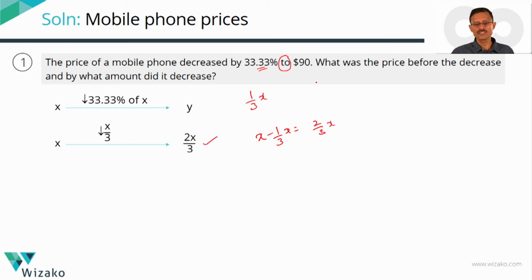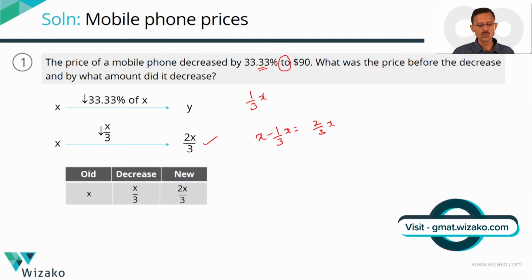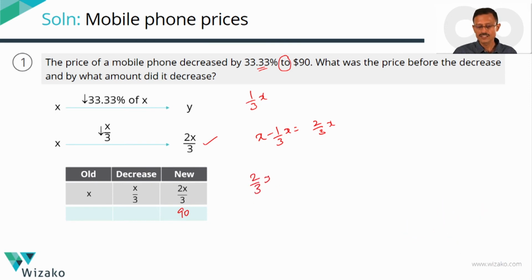Now let's check out what is given to us. It's come down to 90. So I'm going to use the proportions as we did in that question. Old, decrease, new. The old is x. It's come down by a third of x. It's come down to 2/3 of x. What is given to us? We've been given the new price, which is equal to 90. Equate these two. We have the answer. 2/3 of x is equal to 90. So x is equal to 3 into 90 divided by 2. This will cancel out as a 45. So x is equal to 135. Old price is 135. New price is equal to 90. So it's come down by $45.